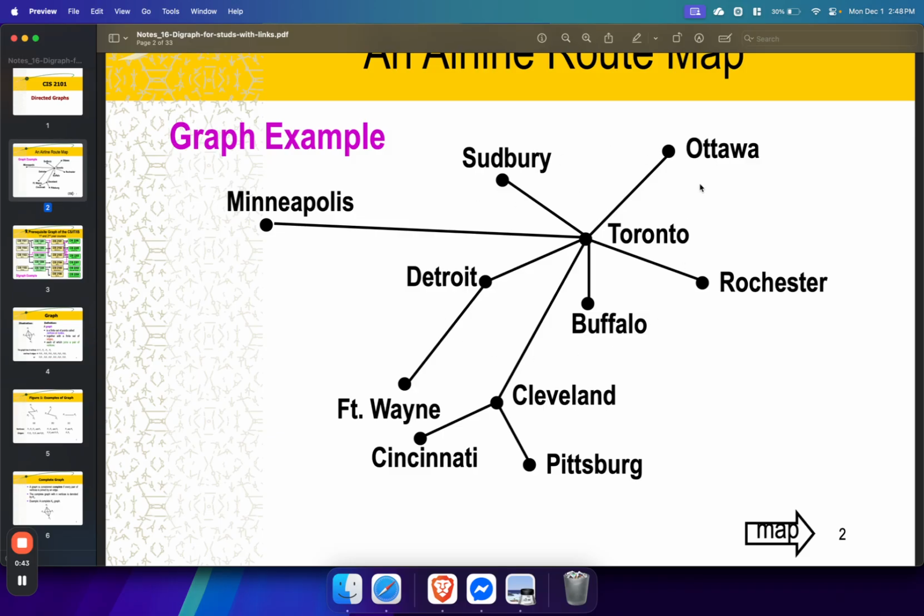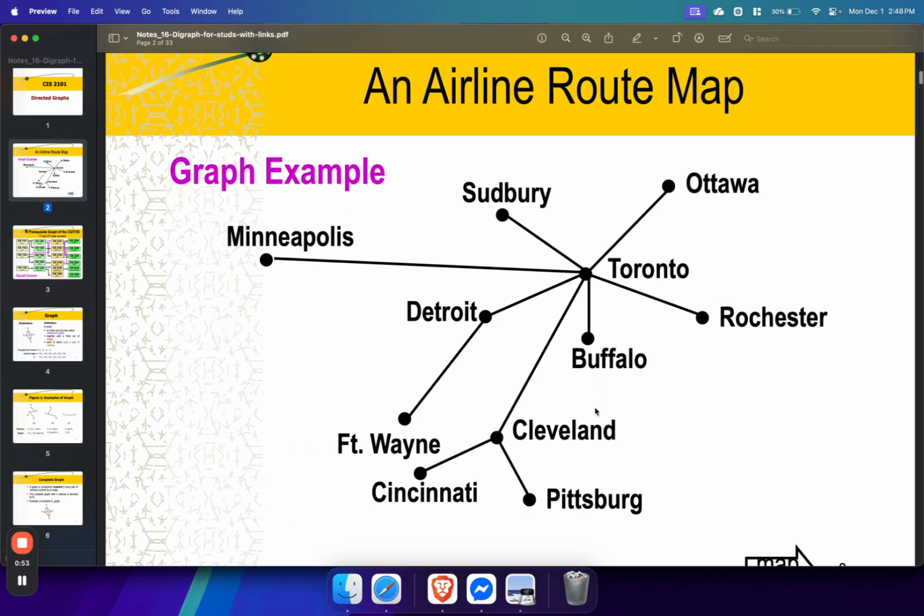Whereas if I live somewhere far away, like let's say Pittsburgh or Cincinnati, I can go to, let's say, Rochester, but I'll have to go through multiple different airports. There are different airports which represent stops on my route towards my destination, which is Rochester. So that's one example of using a graph.